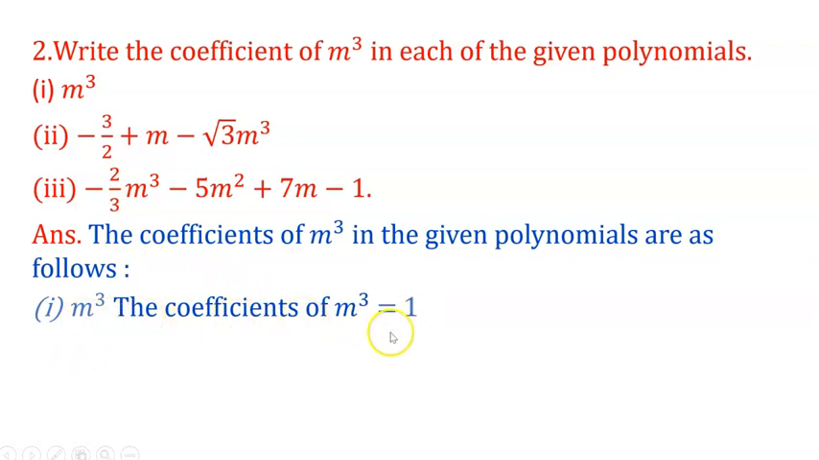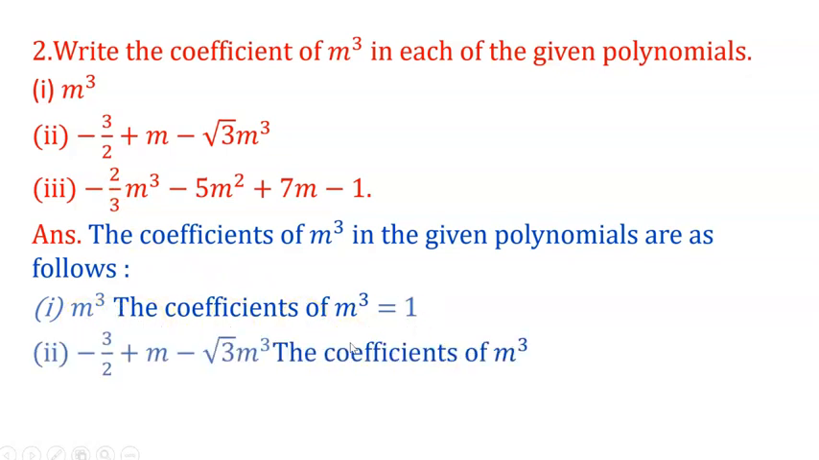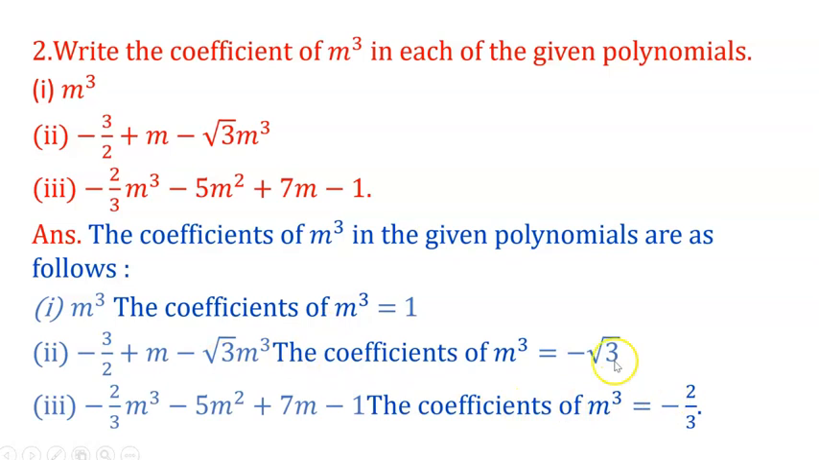See these answers. The coefficient of m cube is 1. Next, the coefficient of m cube is minus root 3. And in the third one, the coefficient of m cube is minus 2 by 3.